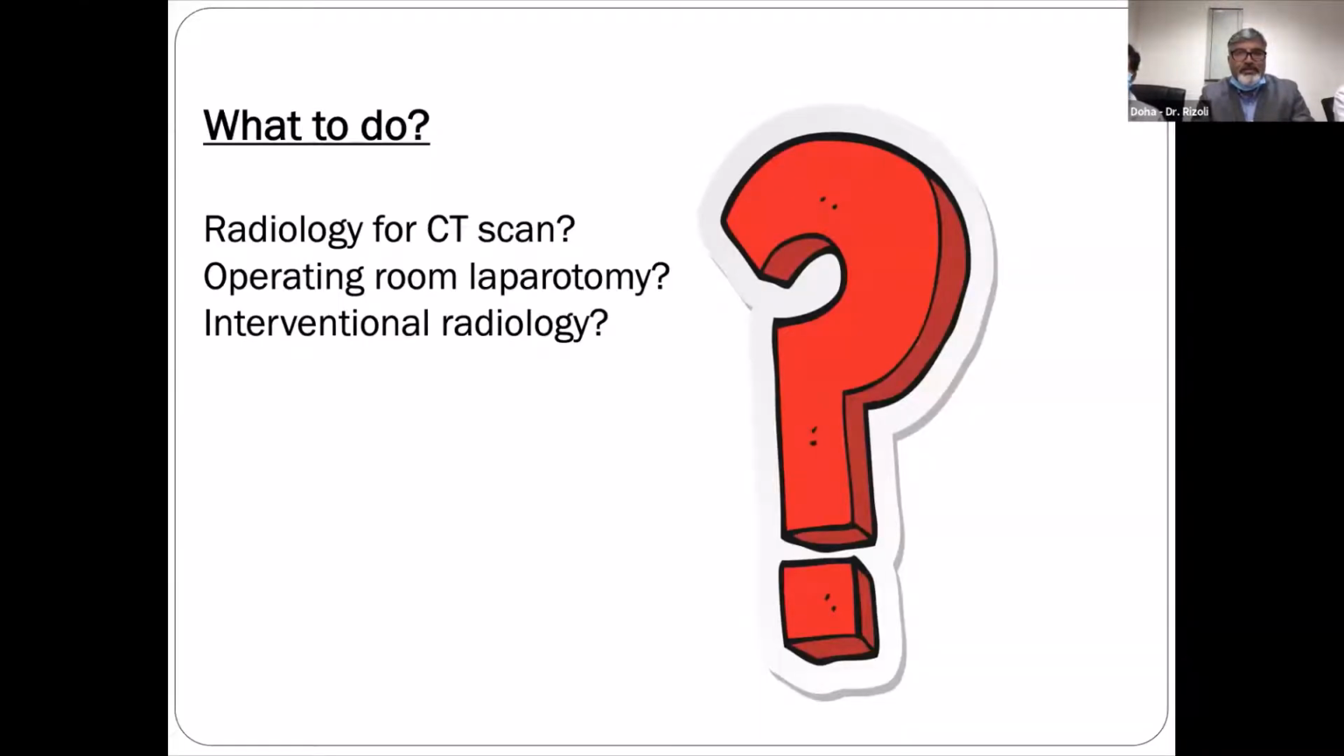So from here, the question is what to do next. Do we shift the patient to the CT scan suite, or do we take the patient to the operating room for an exploratory laparotomy? And do we involve interventional radiology for any suspicion of an angiography embolization possibility? Gary? Yes, sir. Let's go to Atlanta. Dr. Frisbee, your comments, please.